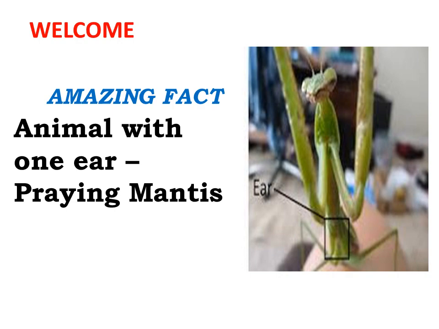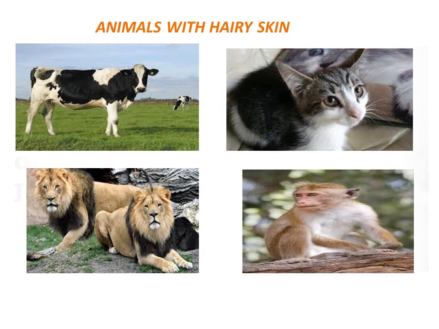Okay, children, you see around you. You must have seen plants, animals, buildings, roads, and transports. You see animals around you. Do all animals look same? No, they look very different from each other. Can you name some animals with hairy skin? Of course, cow, buffalo, goat, cat, monkey, lion, right?